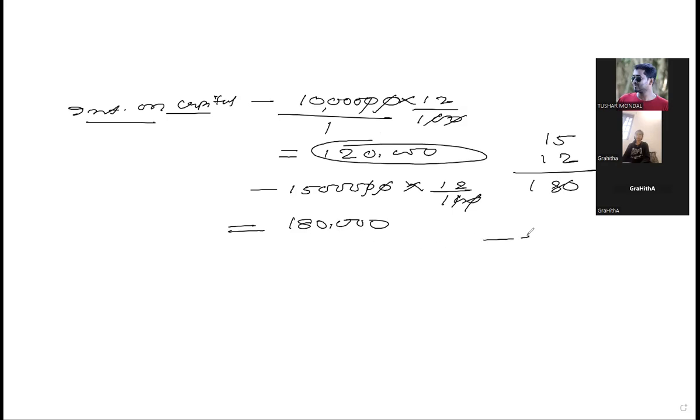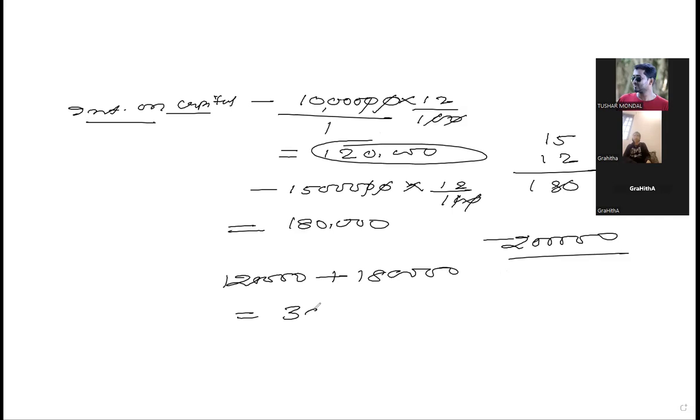But the profit, how much have I earned in total? 2 lakh rupees. If we give the interest itself, how much is coming in total? 1 lakh 20,000 plus 1 lakh 80,000, so total 3 lakh. Interest alone is coming to 3 lakh rupees. But I can give only 2 lakh rupees, because the profit is only 2 lakh.